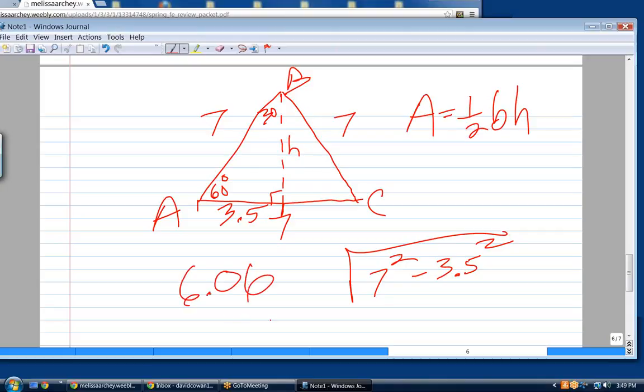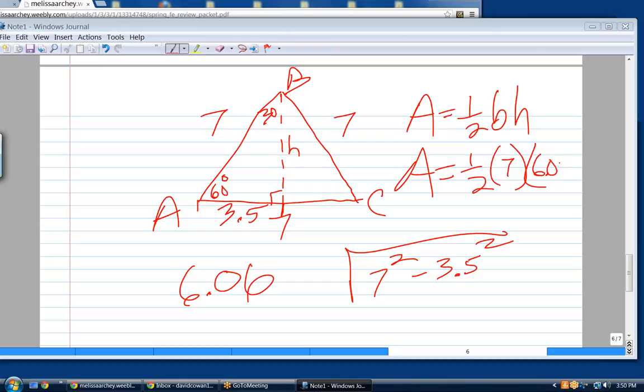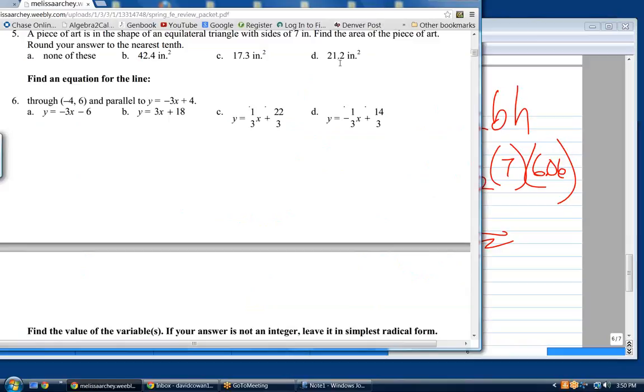Okay. So you've got the height, you've got a base. So what's the area? What's the formula for the area if I plug in here? Base, which is 7. Okay. That was the key. Don't use a base of 3.5. Right. So 7 times 6.06. So what is that? That's about 21. It's got to be D. All right.